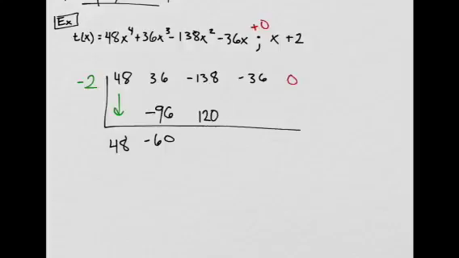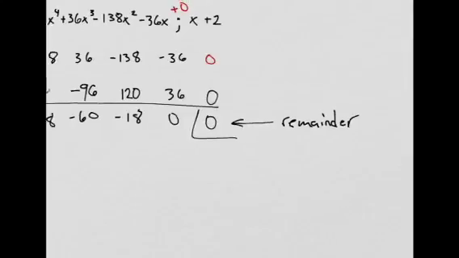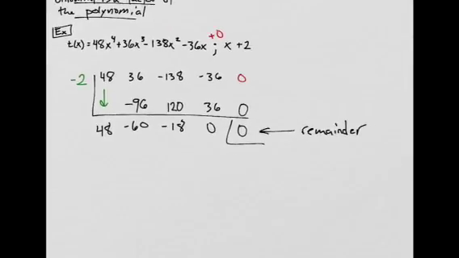Add these two. That'll be, I think, negative 18. Multiply and bounce. That's positive 36. Add those two. 0. Multiply and bounce. That's 0 and 0. This is our remainder. The remainder is always the last number in synthetic division.